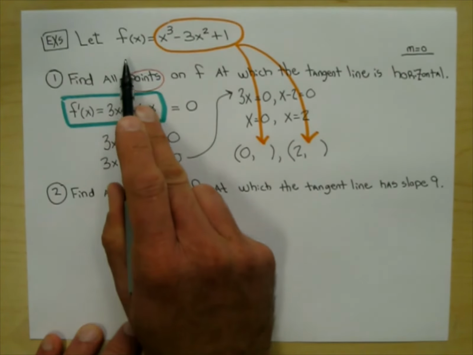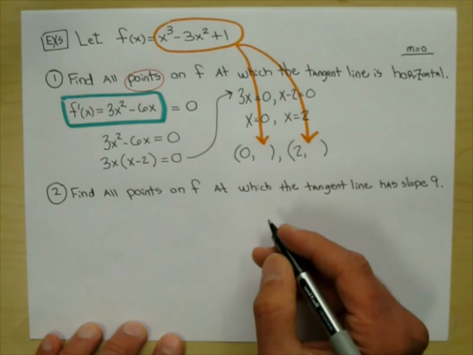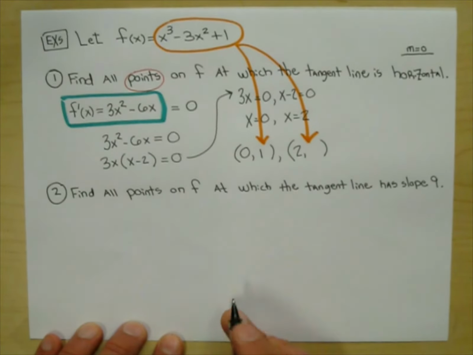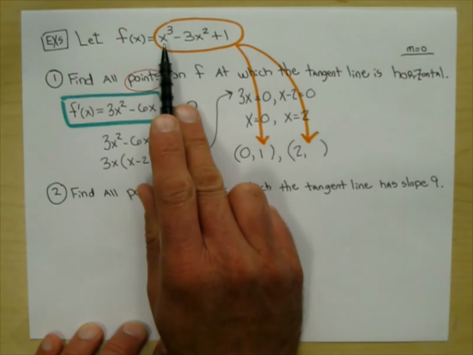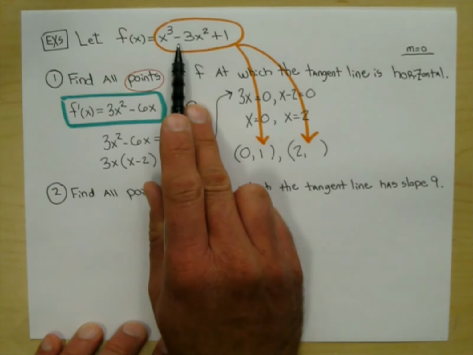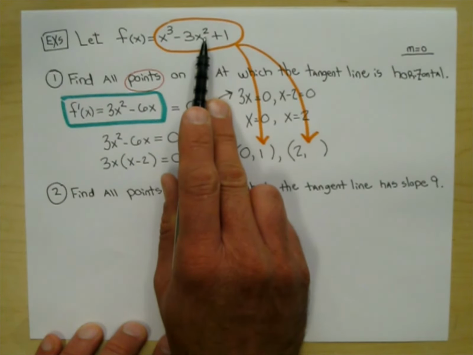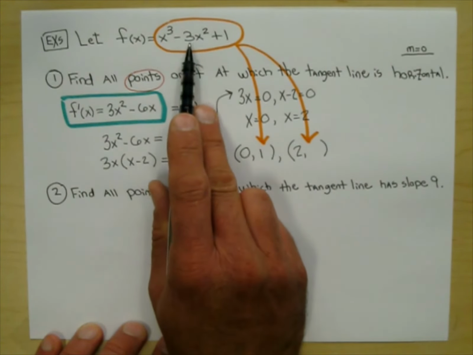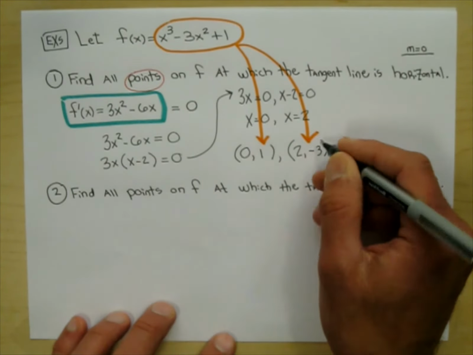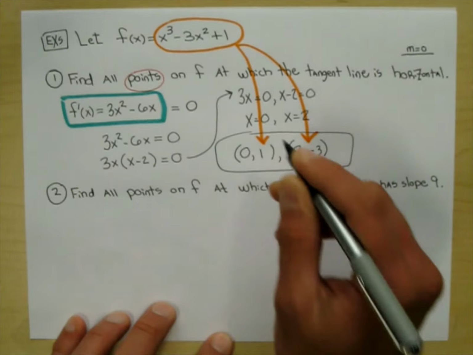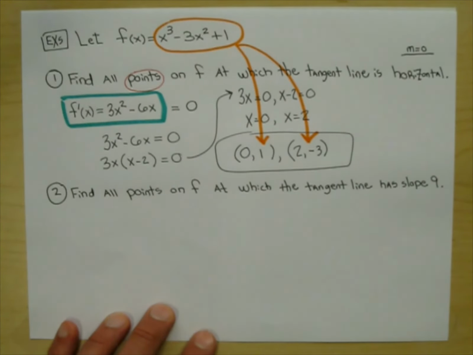So if I plug 0 into the function, f of 0, I end up getting 1. And I plug 2 into that. Okay, this is a little more complicated, I'll talk you through this. 8 minus, so this is 2 squared, 4 times 3, so 8 minus 12. So I'm at negative 4 plus 1, which is negative 3. So we have found all the points on f at which the tangent line is horizontal.